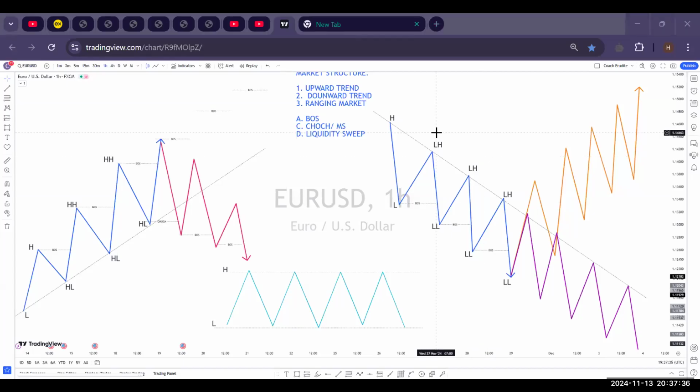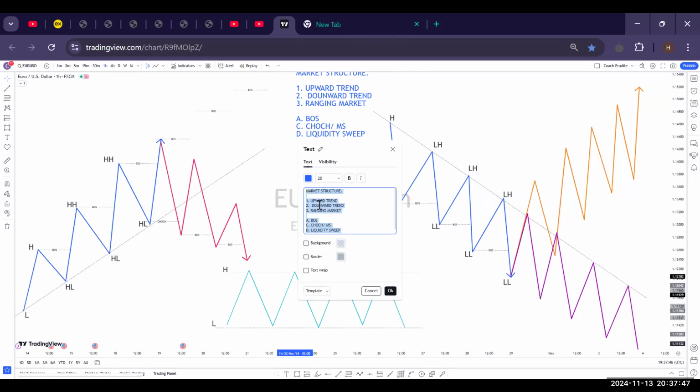So now we're going to look at price market structure in a downward trend, in a downward direction. Sorry, I need to correct this.